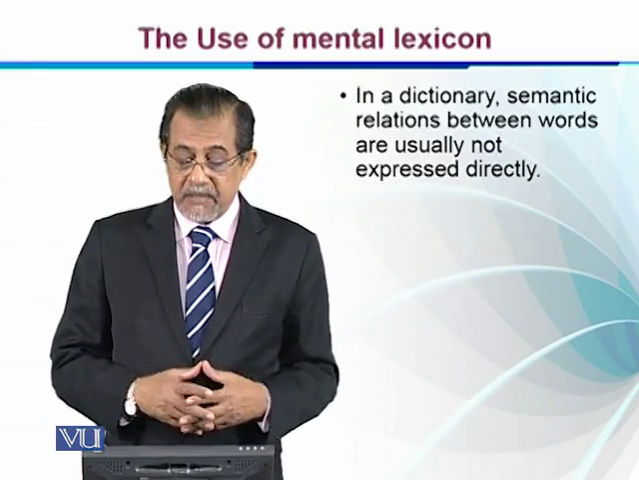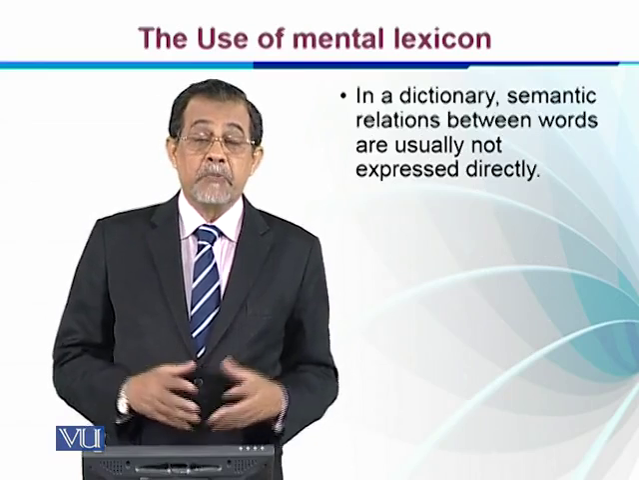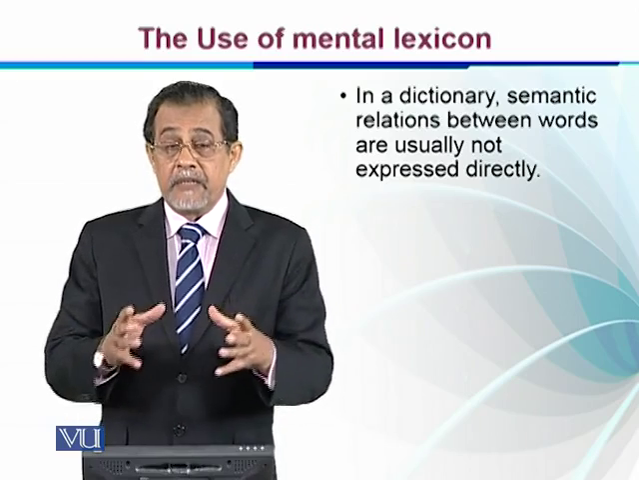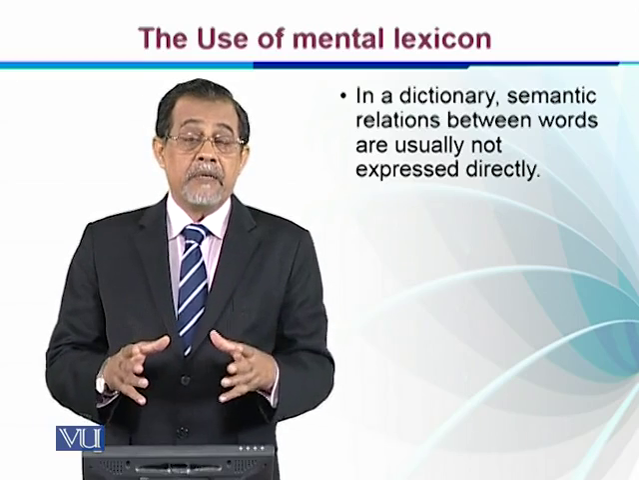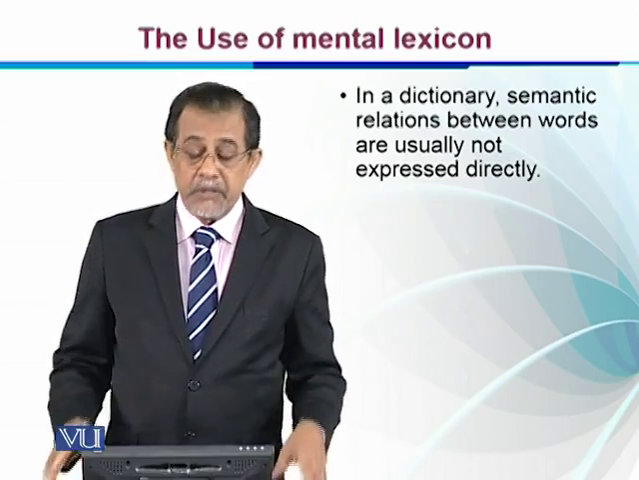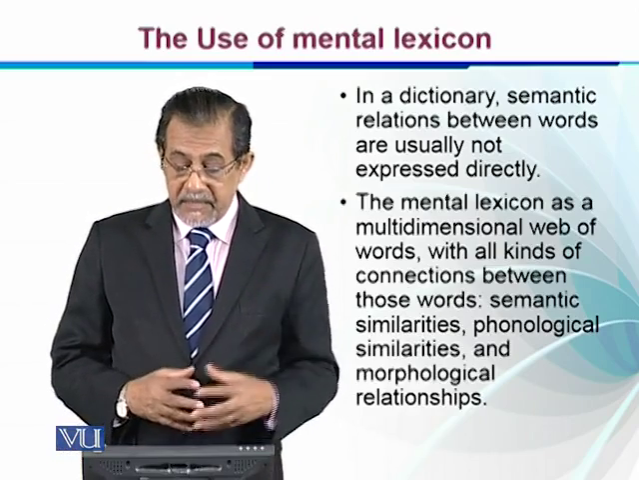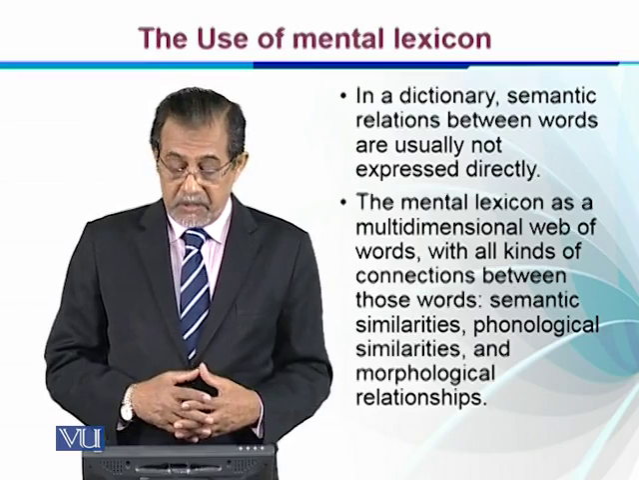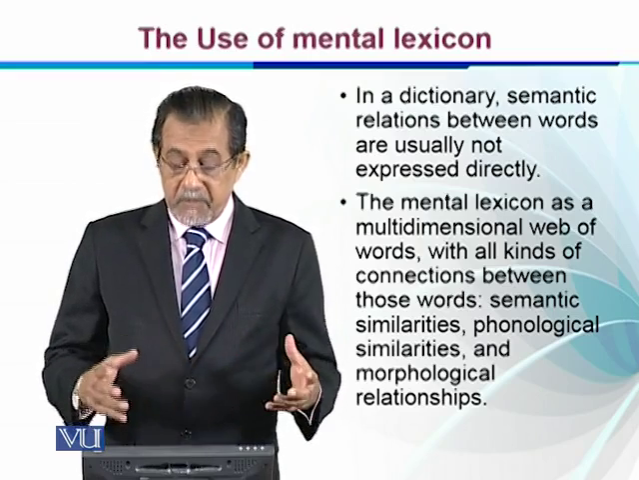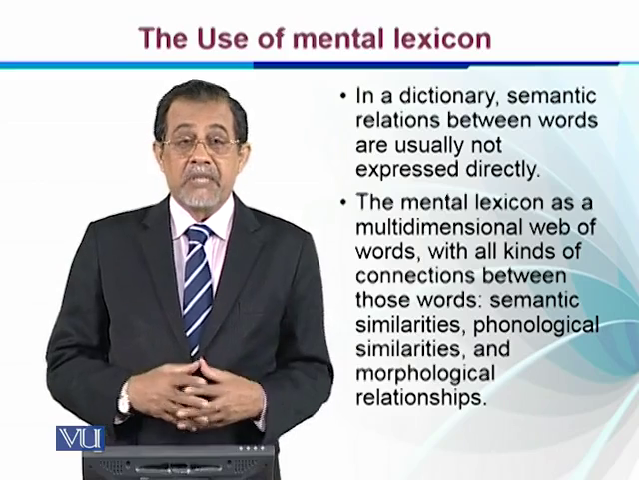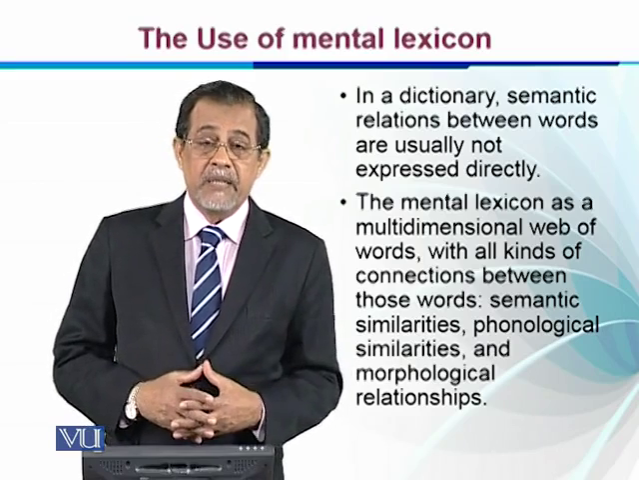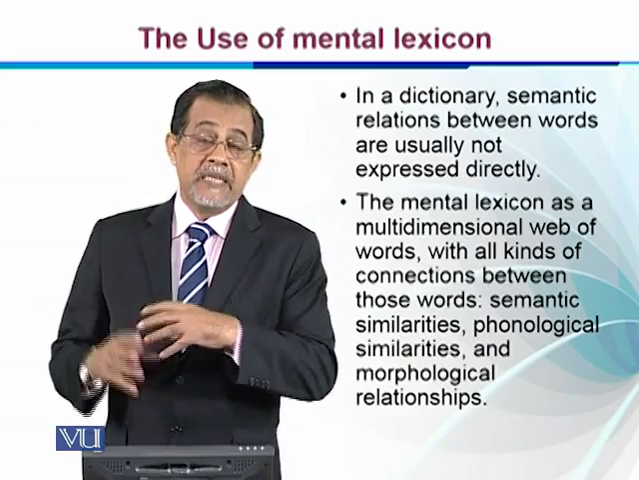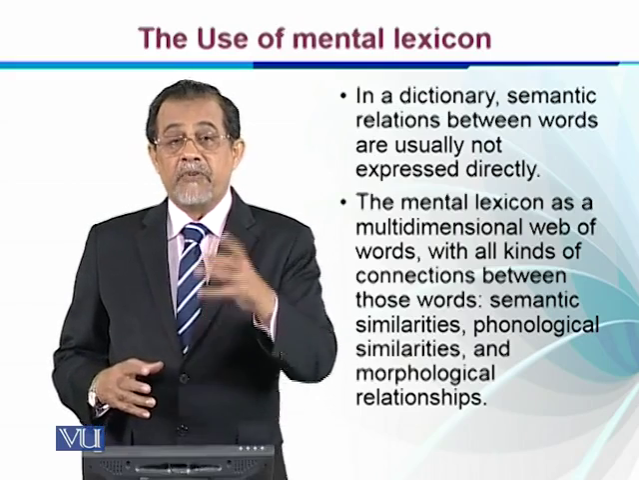In a dictionary, semantic relations between words are usually not expressed explicitly, right, or directly, right? There are differences. However, in the mental lexicon, words are found related to each other. The mental lexicon is a multi-dimensional web of words with all kinds of connections between those words: semantic similarities, phonological similarities, and morphological similarities. These relationships are found in the mental lexicon, whereas they are not found in a dictionary.